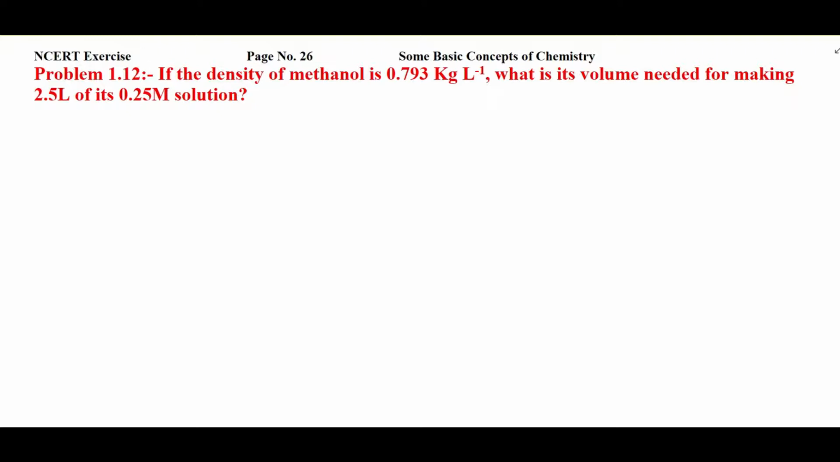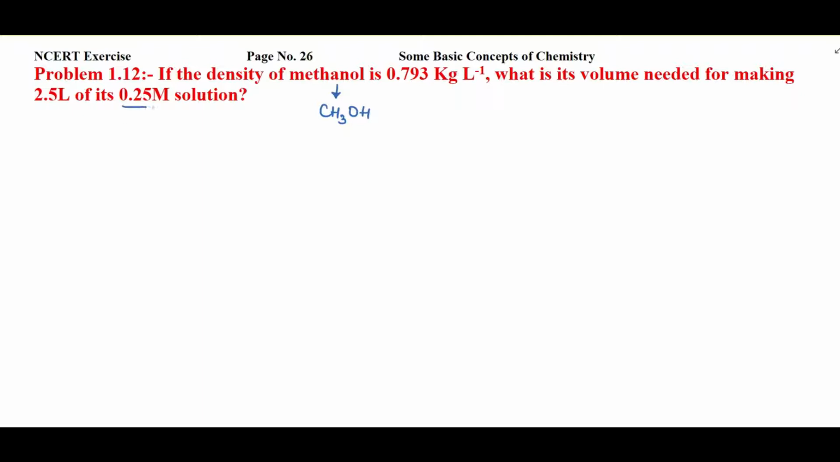Students, this is NCERT exercise problem 1.12 from page number 26 of Some Basic Concepts of Chemistry, right? So let's read this statement. If the density of methanol is 0.793 kg liter inverse, what is its volume needed for making 2.5 liter of its 0.25 molar solution? Right, so they have given you the density of methanol, that is CH3OH, that is 0.793 kg liter inverse, right?